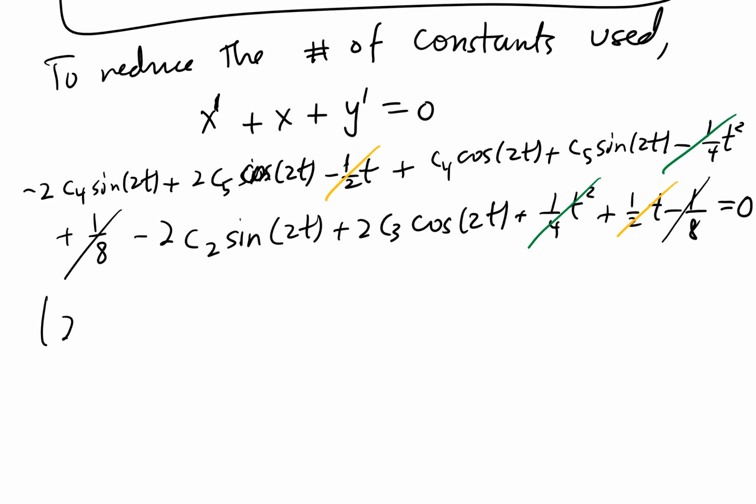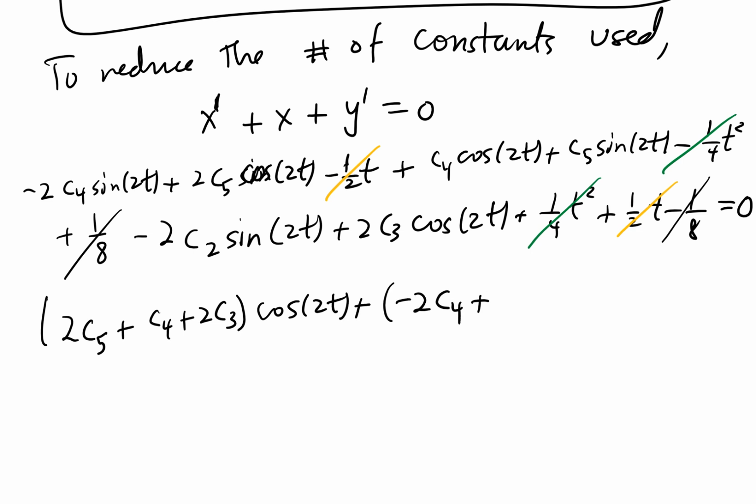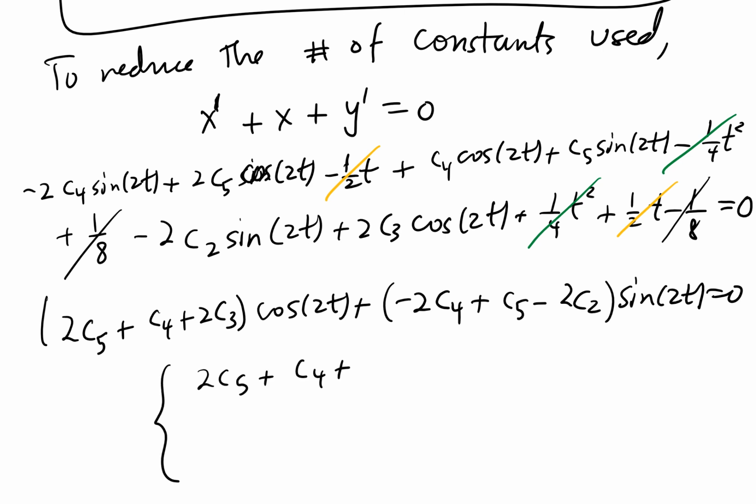So here we have 2c5 plus c4 plus 2c3 cosine 2t plus negative 2c4 plus c5 minus 2c2 sine 2t equals 0. So now in order for this to be 0, 2c5 plus c4 plus 2c3 equals 0, and negative 2c4 plus c5 minus 2c2 equals 0.